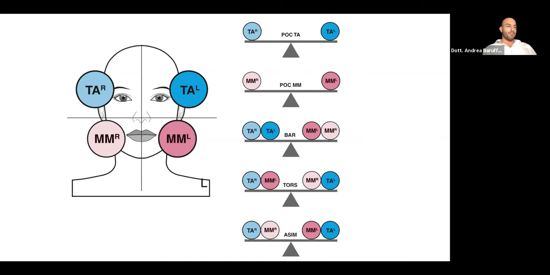Below we see the barycenter, because BAR is the assessment of the position of the occlusal barycenter. And so we see if the barycenter here is more shifted on the temporal muscles or shifted on the masseter muscles. Below, we see the torsion assessment. It is assessment of the torsion attitude of the mandible in the horizontal plane.